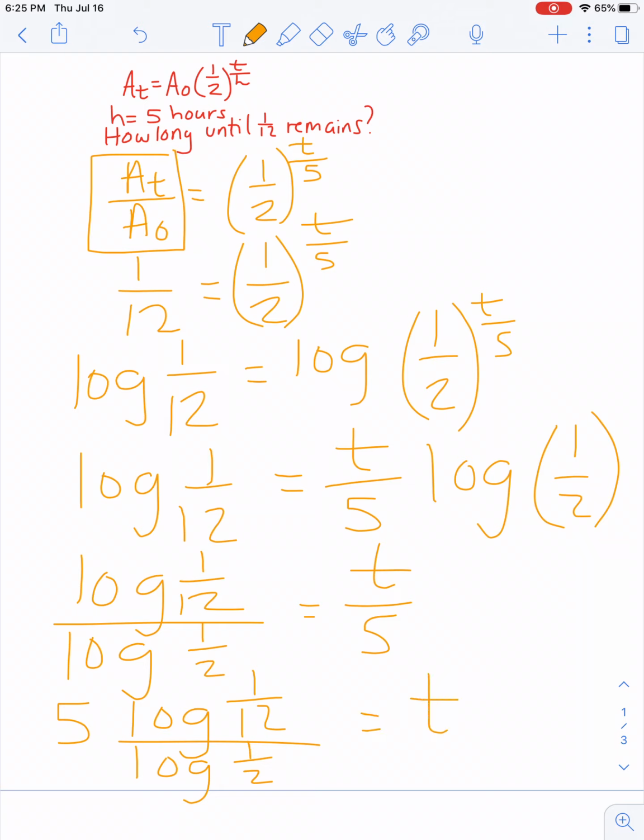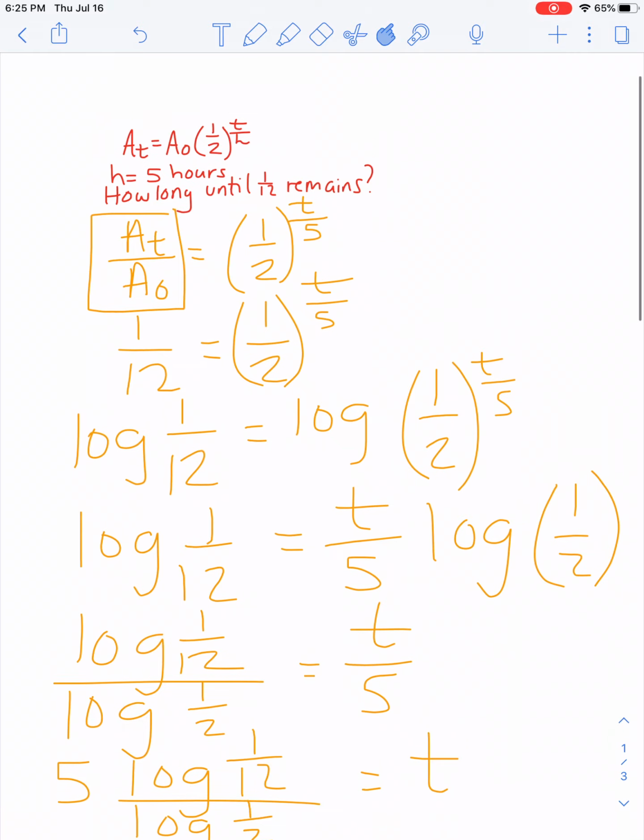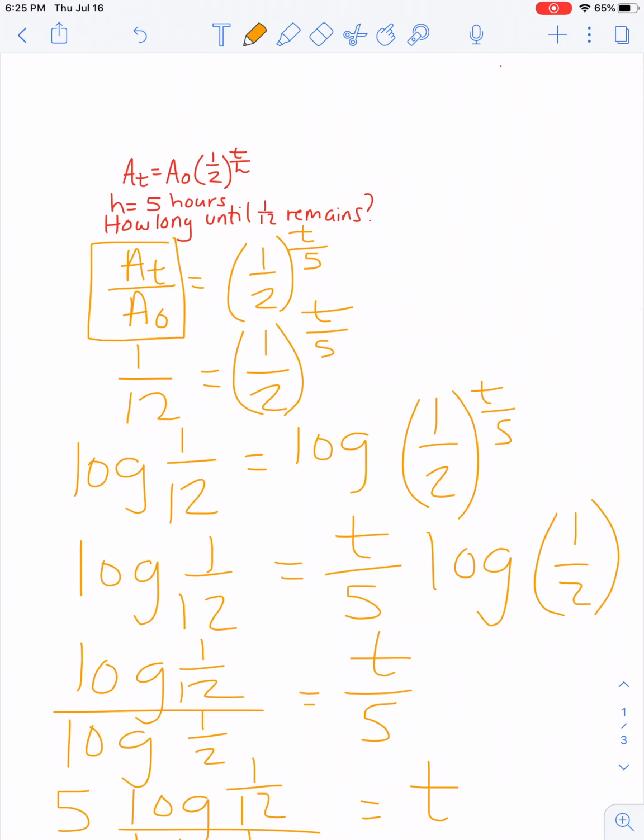The other thing that you can do is, if you don't like working with the ratio, you can also say, okay, well, I'm starting with an original amount of 100%. So A of t starts with 100%, of course, times (1/2)^(t/5), where the half-life was 5. And if we want to know how long until 1/12 remains, well, what's 1/12 of 100? Well, we can say it's 100 over 12.